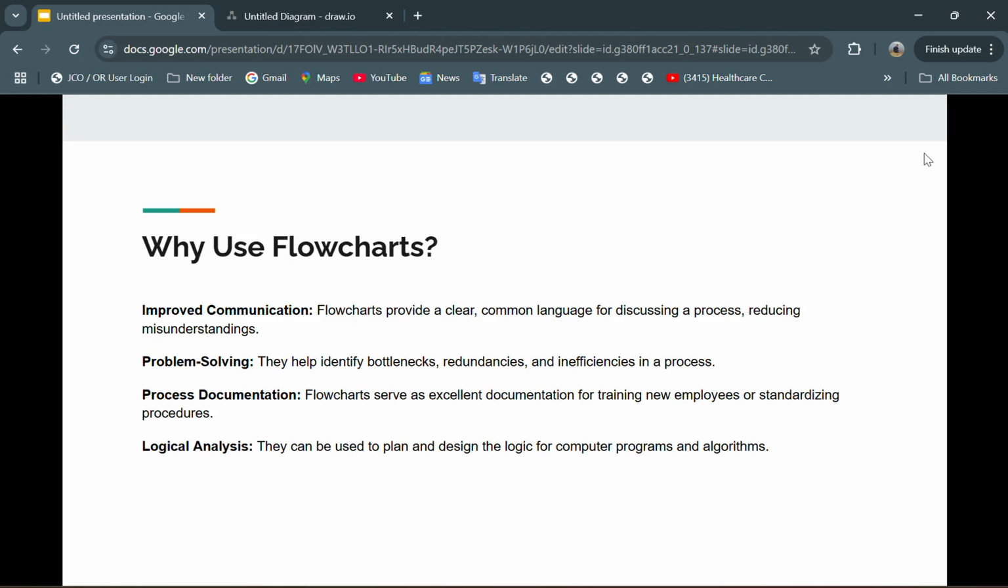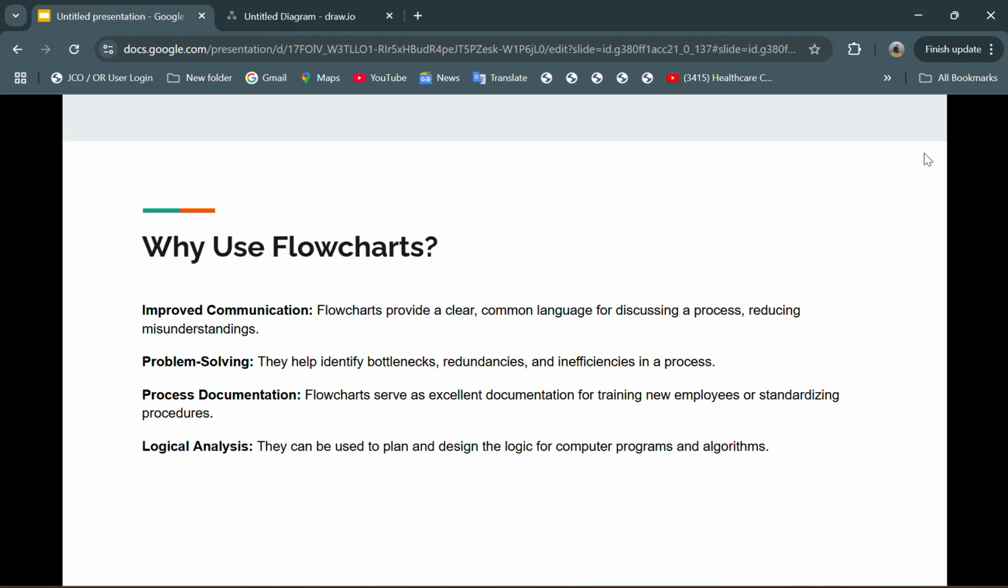Flowcharts provide a clear communication language for discussing processes, reducing misunderstanding and filling the gap of misunderstanding. Before we start working, we have a 360-degree view of the processes. So that helps in communication and problem solving. They help identify bottlenecks, redundancies, and inefficient processes. That clearly helps us understand how the process will happen, how the data flow will happen, and where the L1 and L2 reviewer or the maker-checker will interact with these systems. So that's problem solving and process documentation.